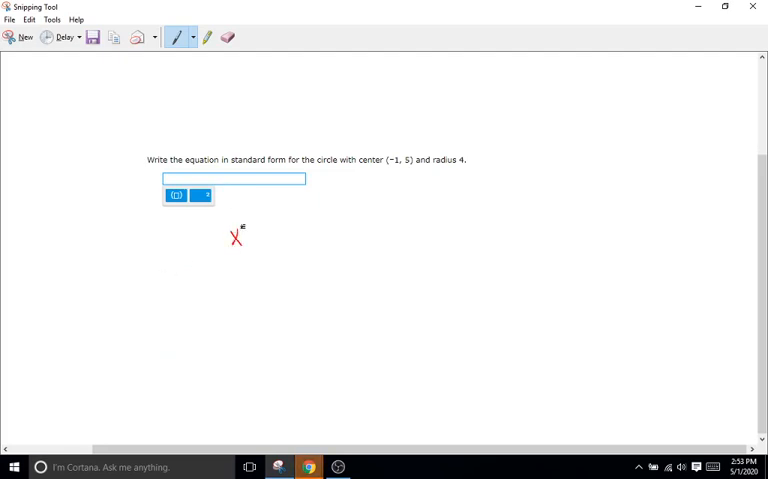So we'll have our x minus h all squared plus y minus k squared equals r squared. So now we're just going to plug everything in. We have our center right here. So -1 is going to be our h and +5 is going to be our k. We'll come down here. So we have x minus a -1 squared plus y minus k, which is 5. So 5 squared equals r squared. The radius is 4. So that's just going to be 4 squared.